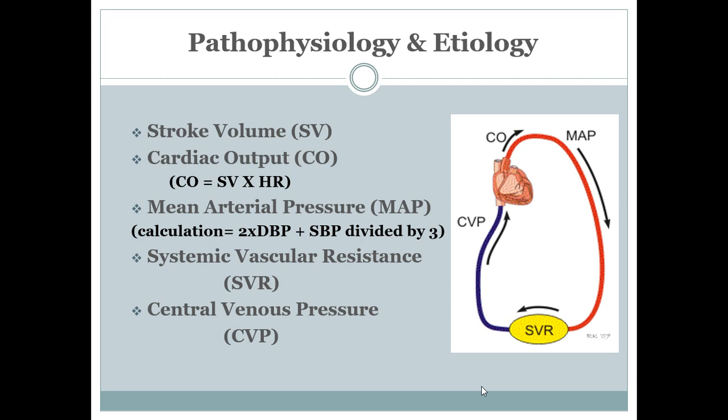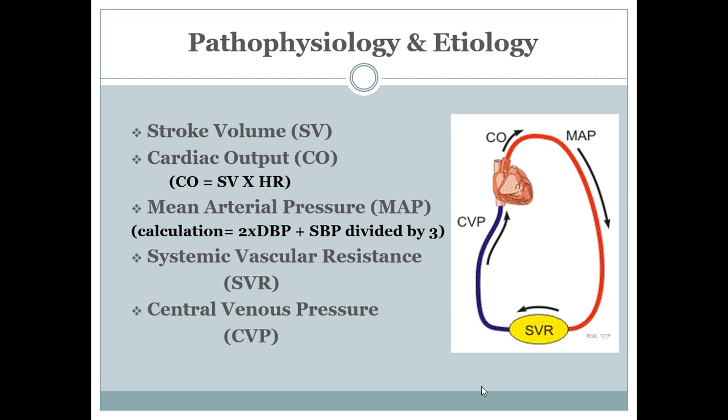So what's our mean arterial pressure? We see this often in practice. It's not mentioned much in the book, but you will see it when you're in clinical, and you will see it quite often as a nurse. The MAP, mean arterial pressure, is defined as the average pressure in the arteries during one cardiac cycle. It's actually considered a better indicator of perfusion to vital organs than the systolic blood pressure.